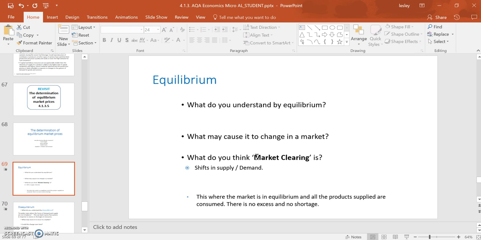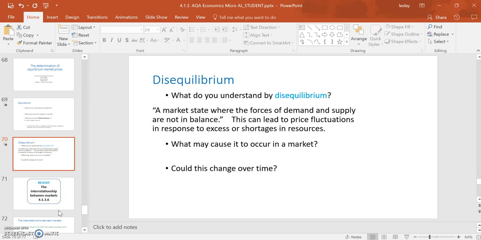If the market doesn't clear, it usually means we're in a state of disequilibrium, which would mean there's excess supply or excess demand, which can be a short-term position until the market forces take effect.